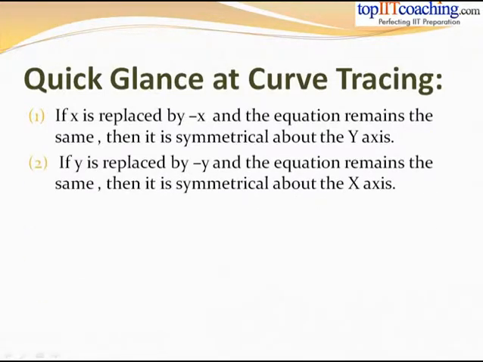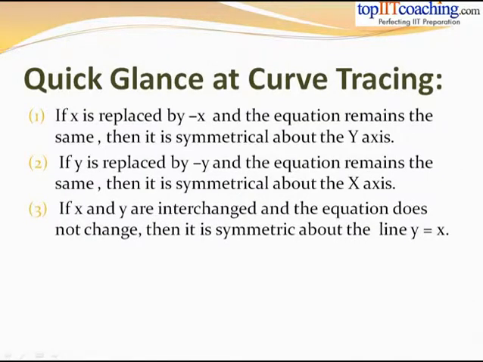The second is, if y is replaced by minus y and the equation remains the same, then it is symmetrical about the x-axis. So if y is replaced by minus y and the equation remains the same, then we can say that this curve is symmetrical about the x-axis. For example, the curve y squared equal to 4ax. We know that this is a parabola and it is symmetrical about the x-axis. So if y is replaced by minus y and the equation remains the same, then we can say that it is symmetrical about the x-axis.